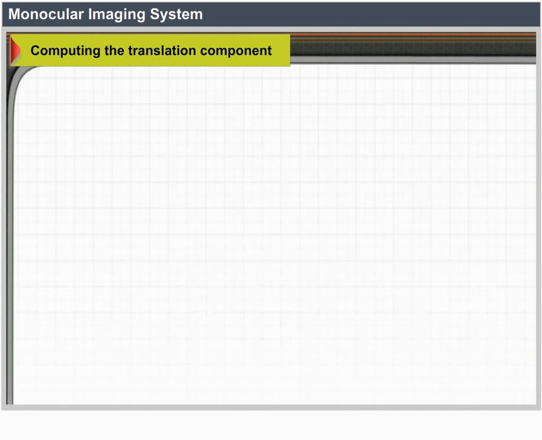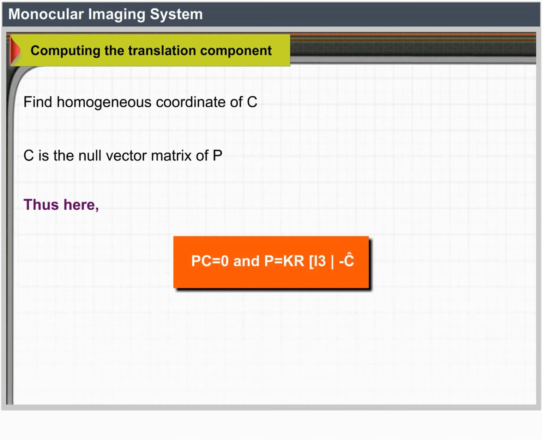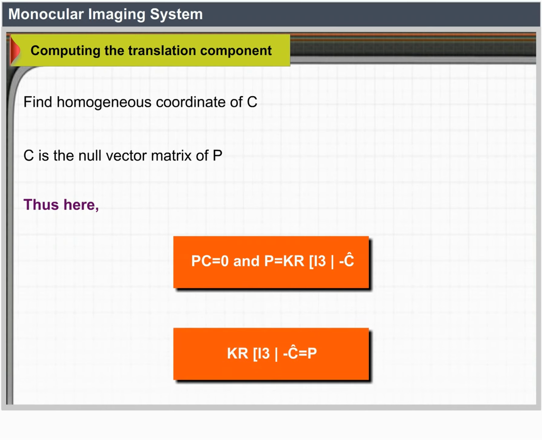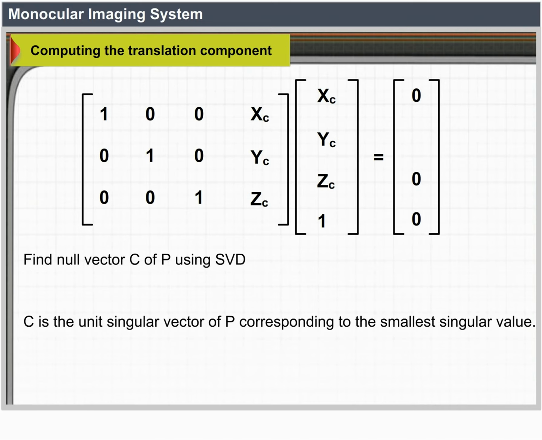Computing the translation component. Find the homogeneous coordinate of C. C is the null vector of P. Thus, PC equals 0 and P equals KR times [I3 | minus C tilde]. Please refer to the matrix shown on screen. Find the null vector C of P using SVD. C is the unit singular vector of P corresponding to the smallest singular value.